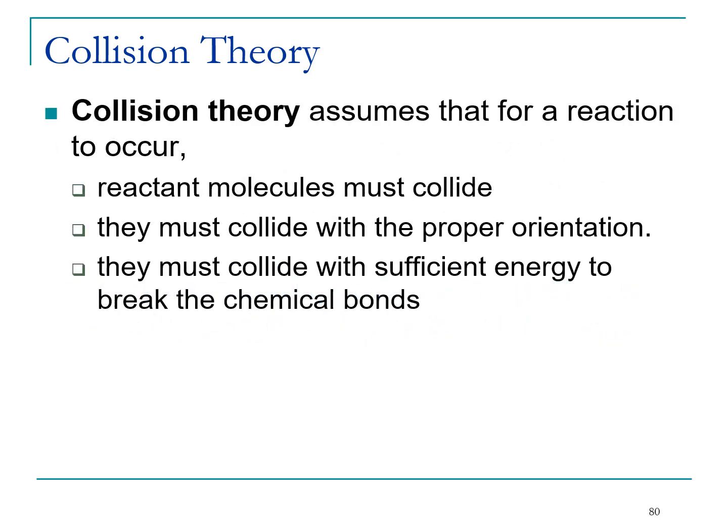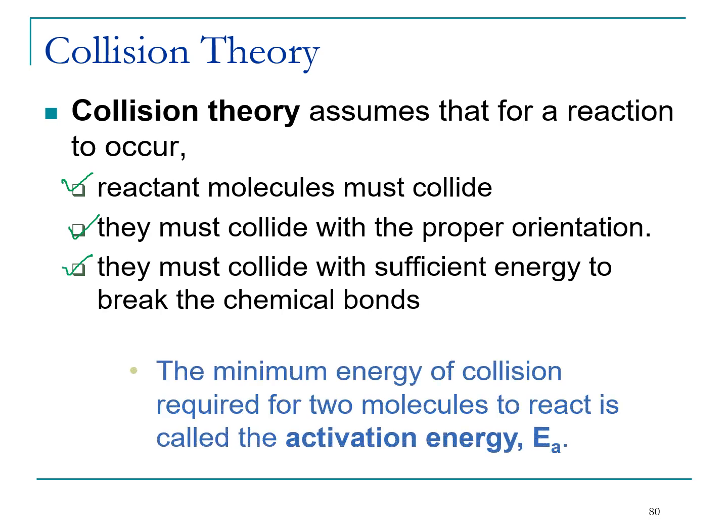So let's make a few assumptions. Collision theory: what do we think is happening at the molecular level? We're going to assume that for a reaction to occur, the reactant molecules have to collide. They have to collide in the proper orientation, and they have to collide with enough energy to break the chemical bonds. Okay, so all of this has to happen.